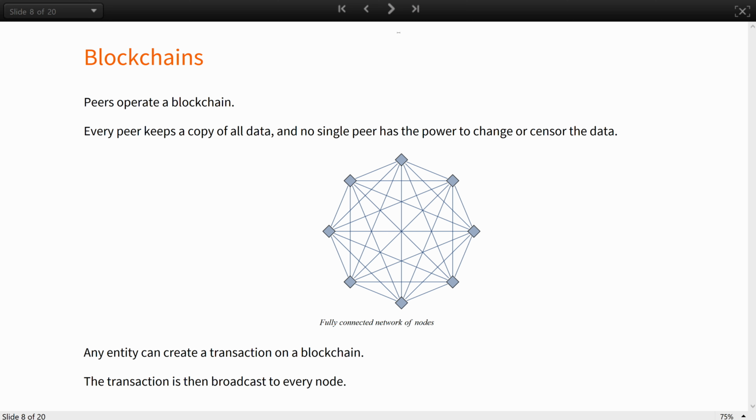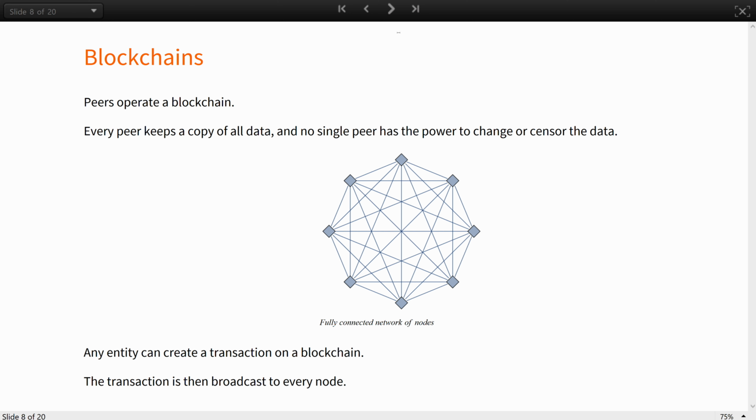Many different entities, called hosts, peers, or nodes, operate a blockchain. These peers do not know or trust each other, and they have no need to trust each other since many peers keep a copy of all data and no single peer has the power to change or censor that data. The nodes constantly communicate to keep each other updated on new transactions and blocks. No centralized entity is responsible for accepting and processing new transactions. Any entity can create a transaction as long as it's in accordance with the rules, the protocol of a particular blockchain. This transaction is then broadcast to every node.